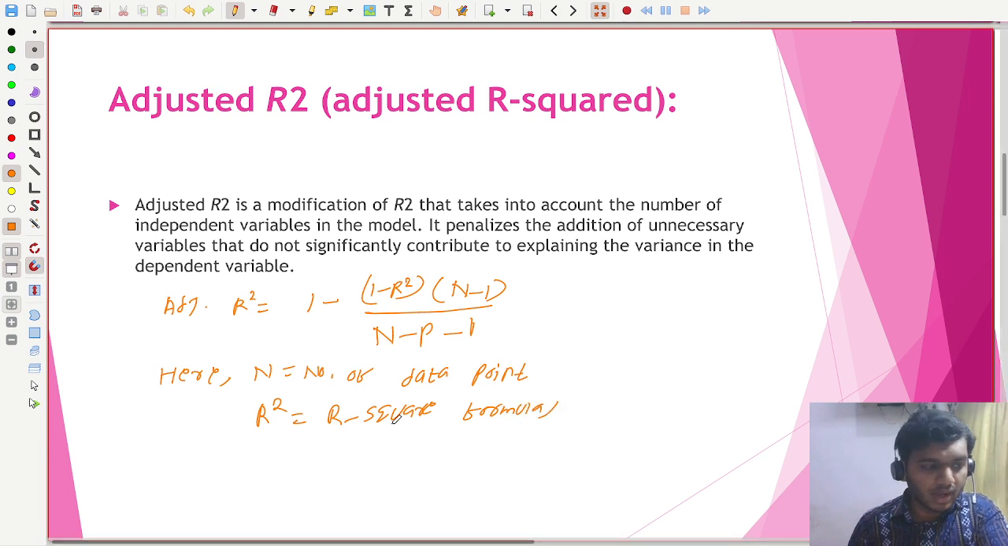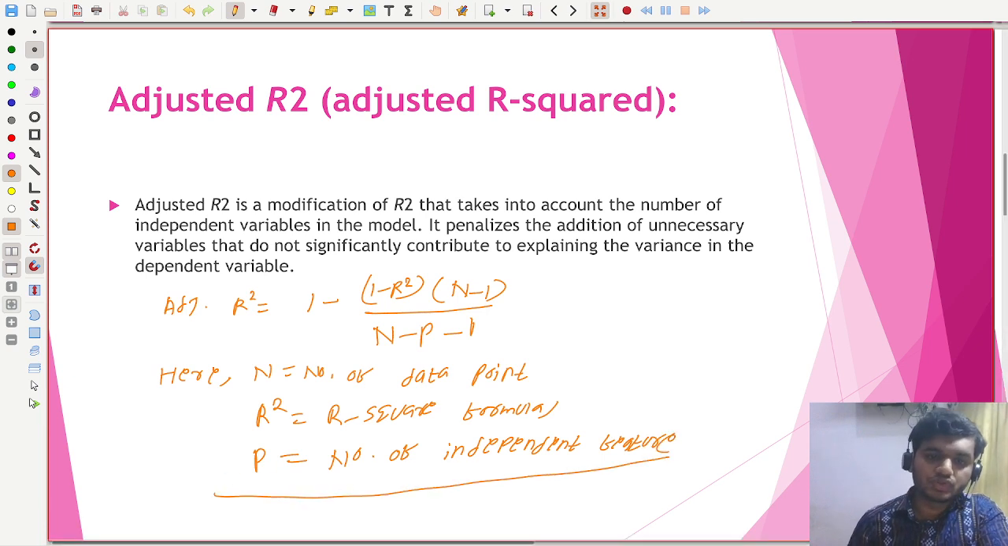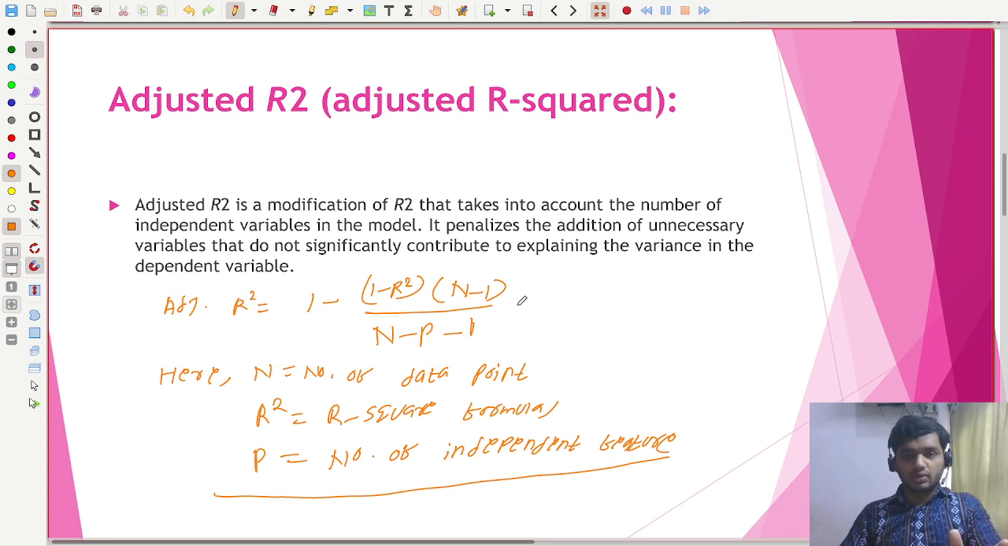Okay, and here one variable is present, that is p. So p equal to number of independent features. So it is the formula of adjusted R square. For the disadvantage of R square, we will use adjusted R square. Adjusted R square is used to reduce the independent features.